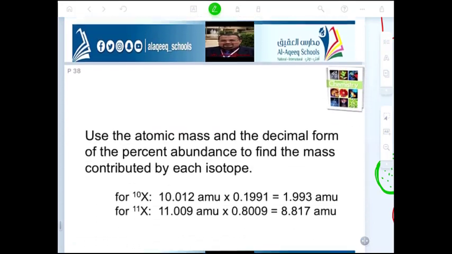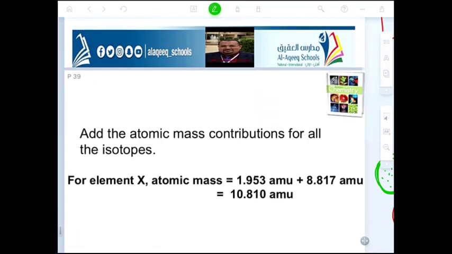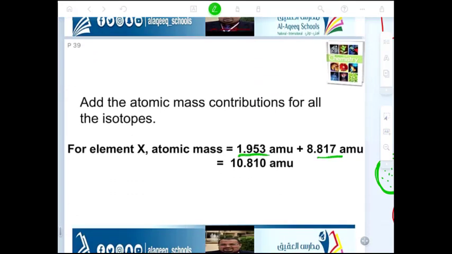Look at the calculation here. We multiply the mass times the percent, the mass times the percent, then we add both of them. You got 10.8. Is 10.8 close to 10 or close to 11? Close to 11. 10.8 is close to 11, so it's close to the most abundant one.